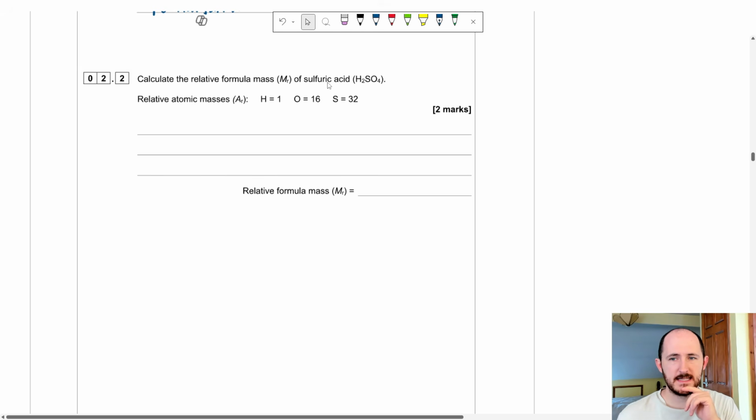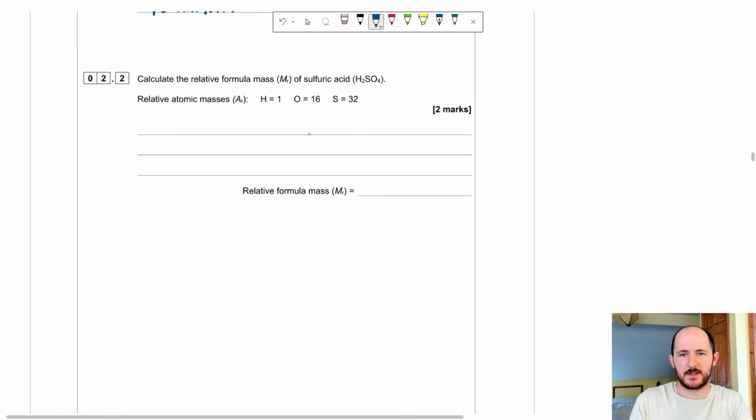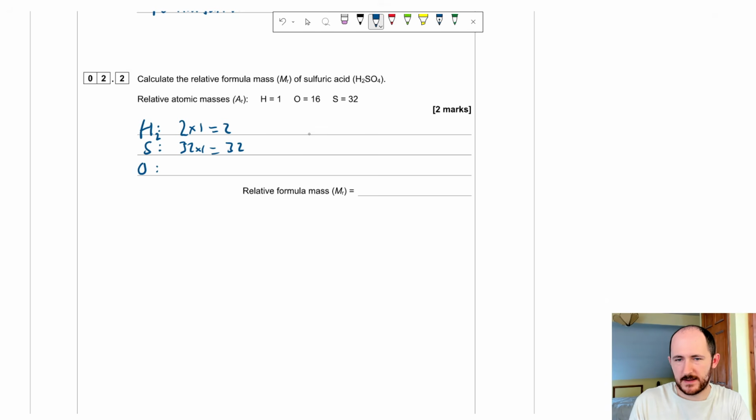Relative formula mass is really, really easy to calculate. We're literally just going to have a look at all of these different atoms that we have and add up their atomic masses. So for example, with hydrogen, we have 2 hydrogens, so that's going to be 2 times 1, which is 2. With sulfur, we only have 1, so you could write 32 times 1 if you really wanted to, which is 32. And with oxygen, we have 4, so we're going to have 16 times 4, which is 64. And then all we're doing is adding all of those together, nice and easy. So that would be 96, 98 for that one.